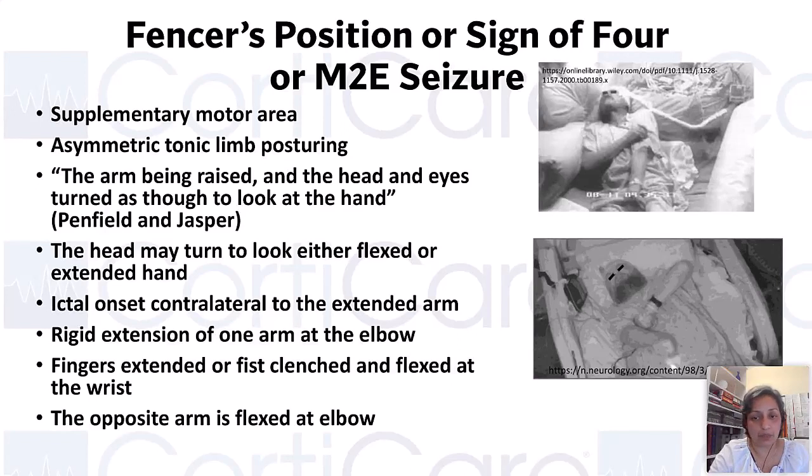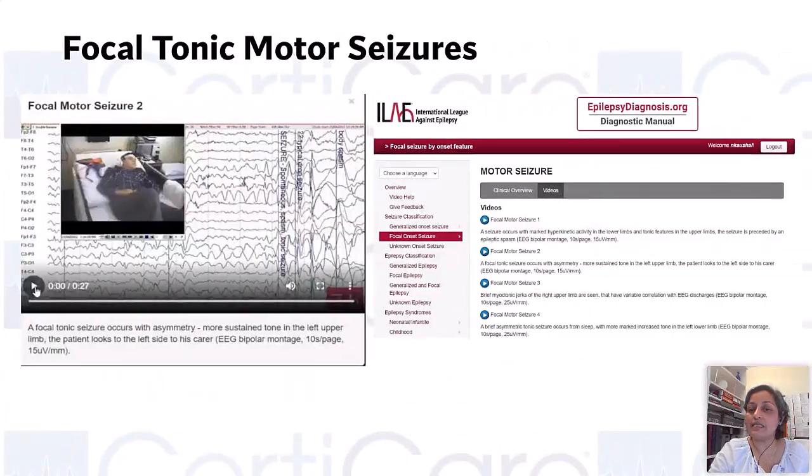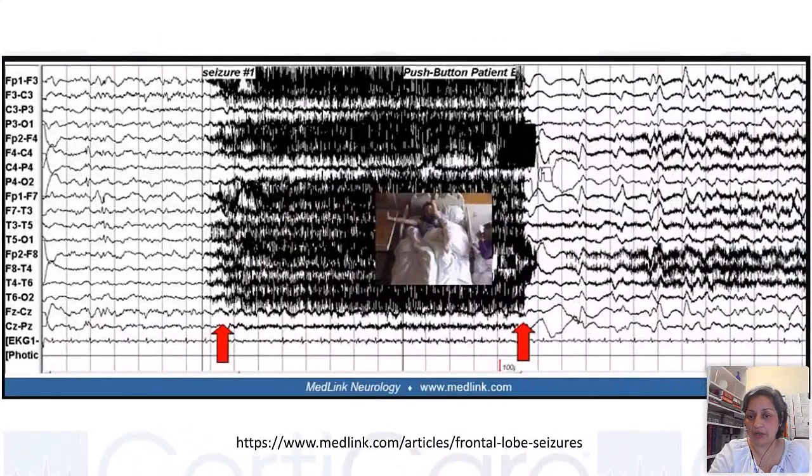I seriously could not find why M2E. How did they get to name it? Sign of 4 does make sense. If you look at this picture here, it's Fencer's position or sign of 4. Look at the EEG behind. There is so much tonic activity that the entire EEG is covered with muscle activity. And after that, there is some clonic activity where you will see these continuous sharps happening. EEG changes are subtle again here. Now, this seizure can evolve into generalized or can remain just focal, and the patient comes out of it in less than 10 seconds.